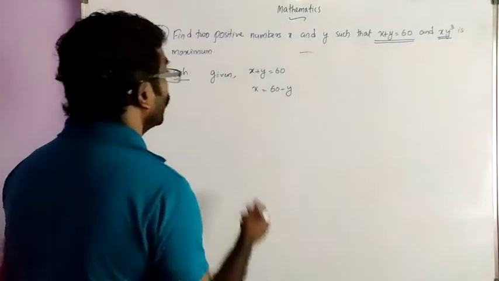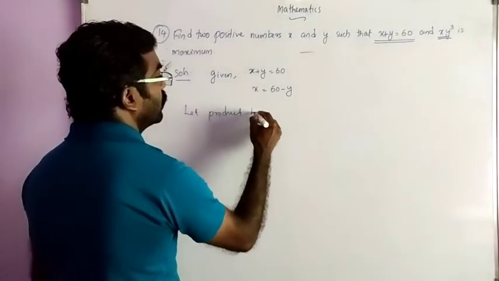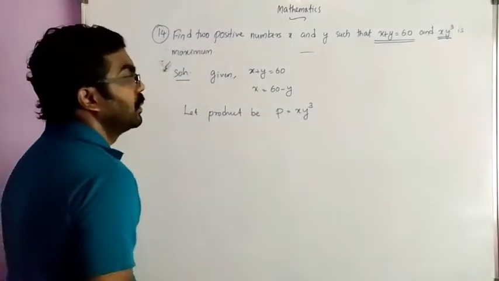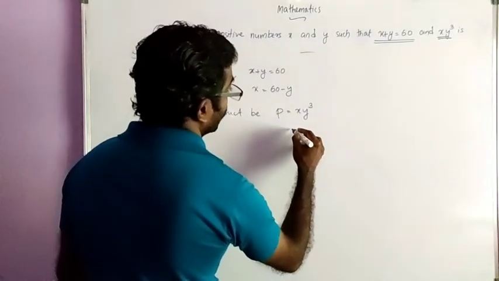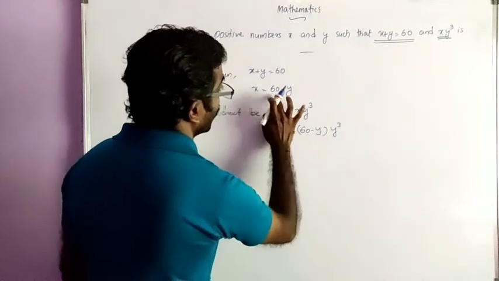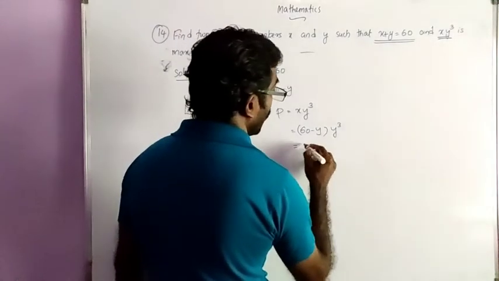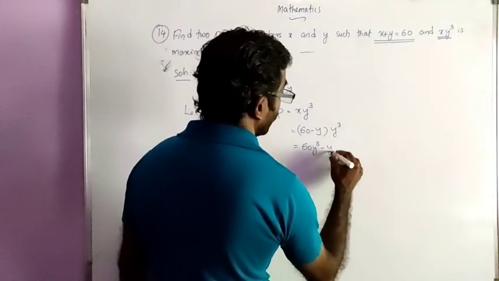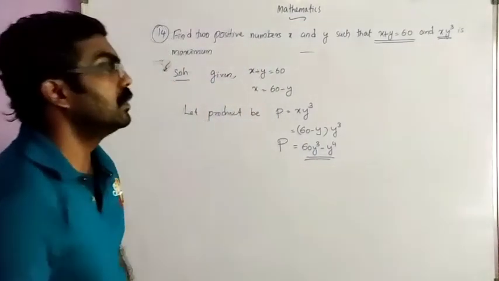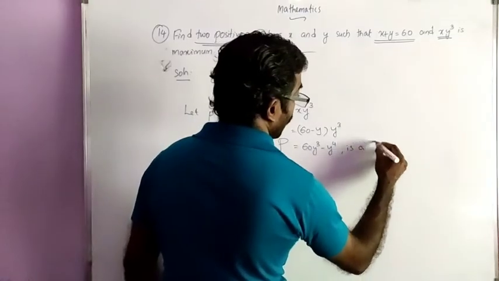Okay. So let the product be p is equal to x y cube. And we can write it as 60 minus y into y cube. Instead of x, I replace 60 minus y. So which is equal to 60 y cube minus y raised to 4. So this is the product function. That means x y cube is a function of y.